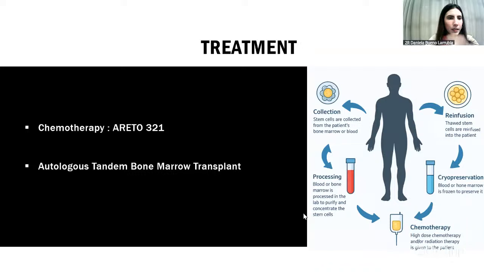For the treatment, the patient underwent chemotherapy with the ARET 3-1 protocol, and also an autologous bone marrow transplant. Doing the transplant increased the treatment effectiveness. So I'll explain how it works. First, the patient undergoes an induction chemotherapy to eliminate the tumor cells. Then the stem cells are collected only one time and are stored.